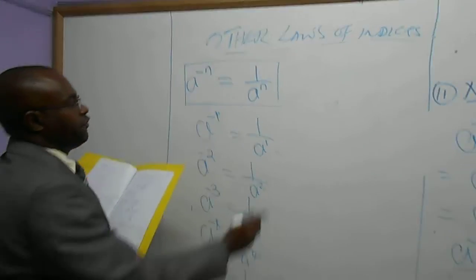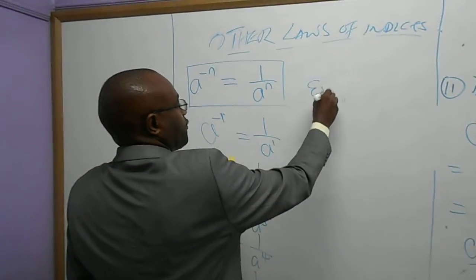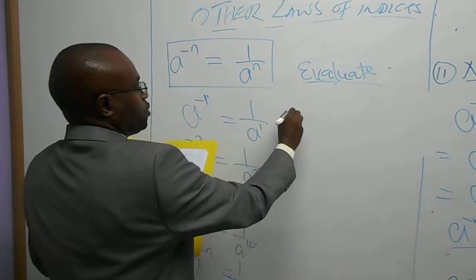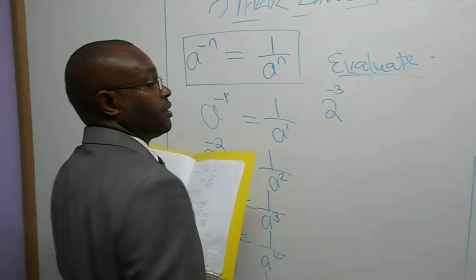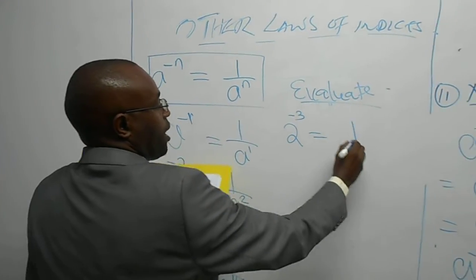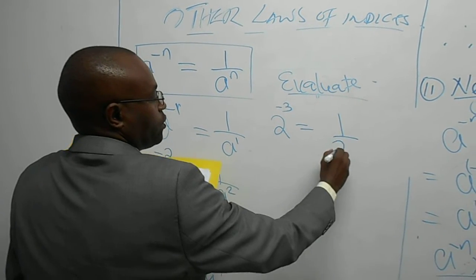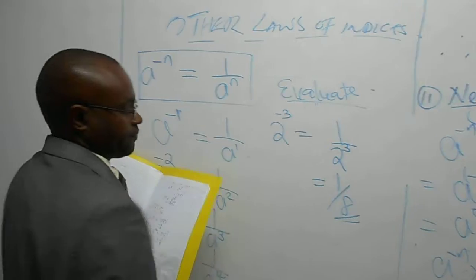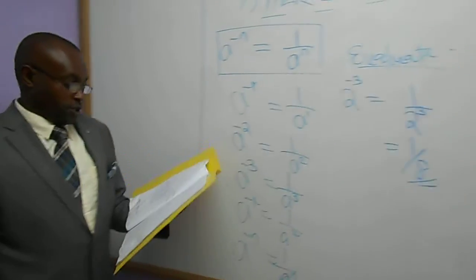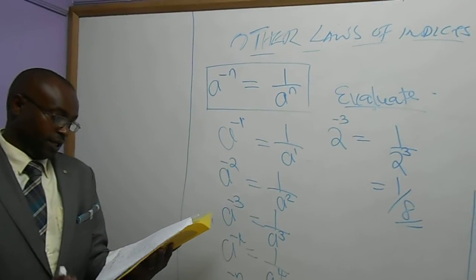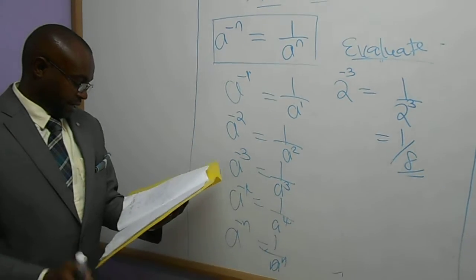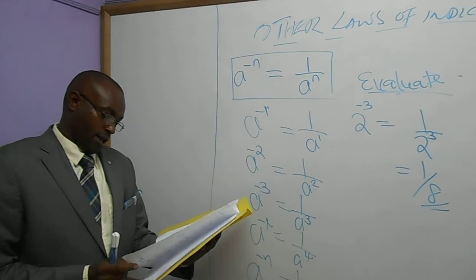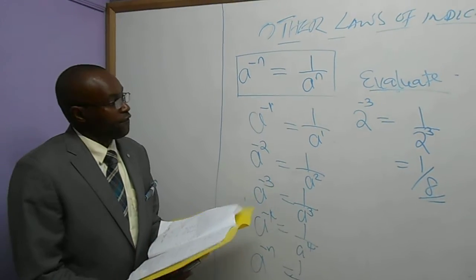So therefore, if you are asked to evaluate, for instance, 2 raised to negative 3, that's the same as saying 1 over 2 raised to 3, which will give us 1 over 8. So that's very, very key about negative indices. We are going to look at fractional indices.